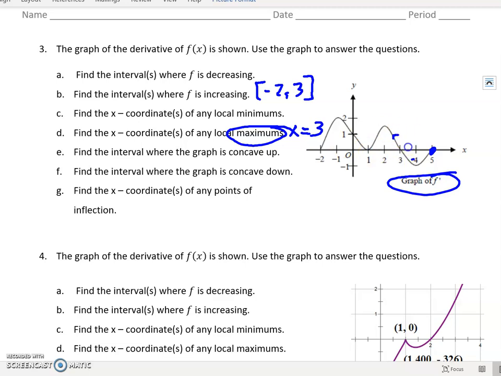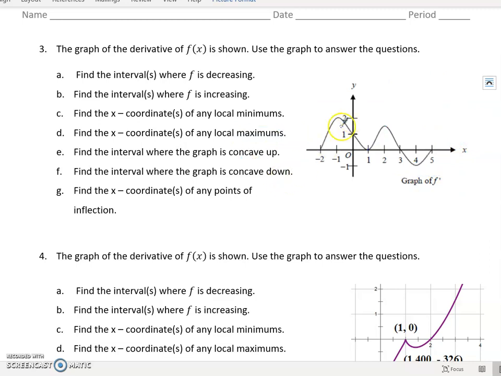Concavity, when you have the derivative, is when we're increasing or decreasing. So concave up would be when you're increasing. So that would be from like -2 to 1, 1 to 2, and 4 to 5. Concavity would not be inclusive though. So -2 to -1, 1 to 2, and 4 to 5.